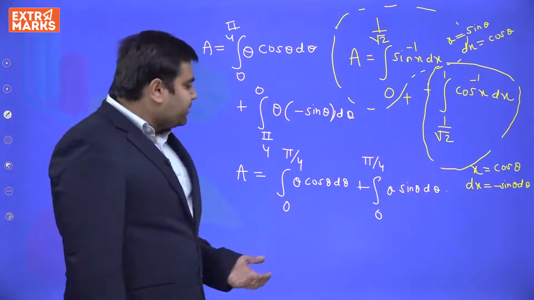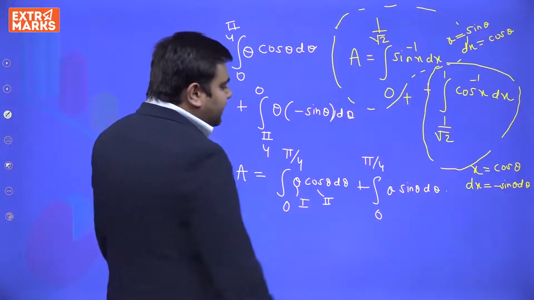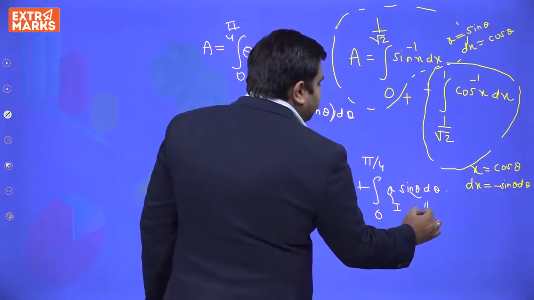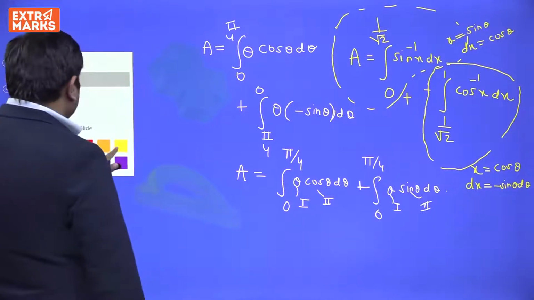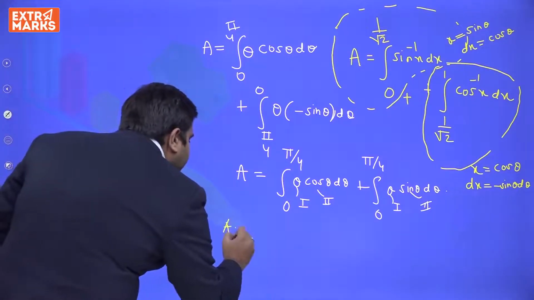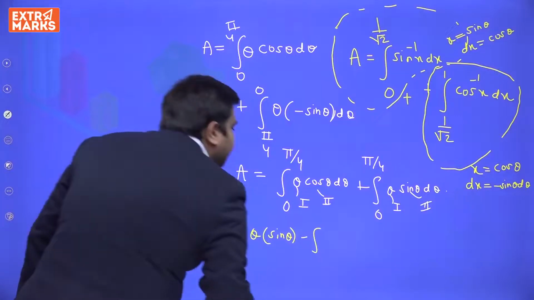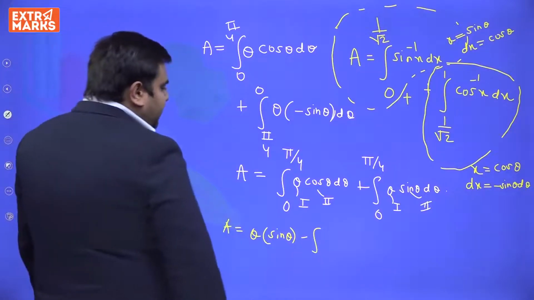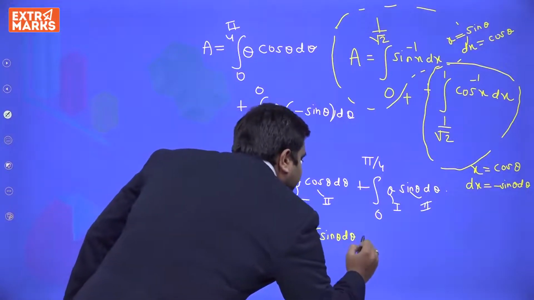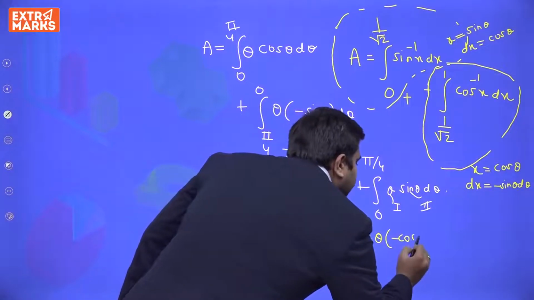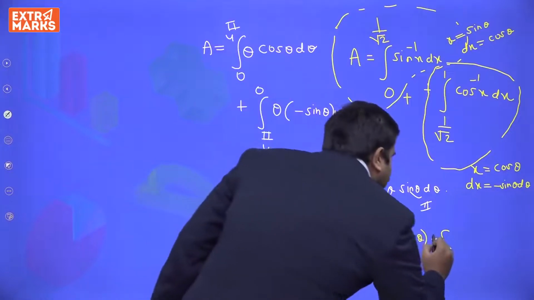How to apply integration by parts, students? If I consider theta as the first function and sine theta as the second function, what would it come out to be? The area is first function into integration of second function, minus integration of derivative of first function into integration of second function, which is again sine theta d theta, plus first function into integration of second function, minus integration of derivative of first function into integration of second function, which is plus cos theta.